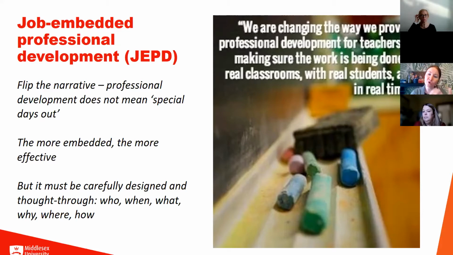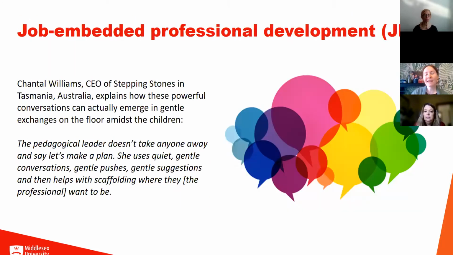But if you can crack that, then actually you have a situation where, rather than paying for expensive courses that happen away from the setting, that require not just the cost of the course, but also the cover for the staff, what you can do is instead flip it so that the professional development is happening on site, day to day, in a carefully structured way.